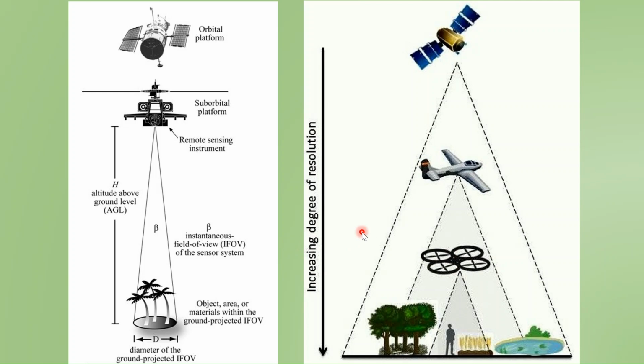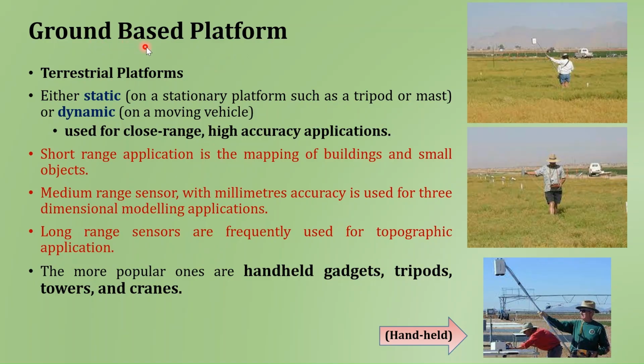As discussed in the last video, as the height of the platform increases, the total field of view increases and the total area that is covered by a sensor on the Earth's surface also increases. But by increasing the height, there is a decrease in the spatial resolution, and that depends upon the instantaneous field of view. But depending upon how much information is required and what type of data we want to collect, we can select the platform accordingly. Ground-based platforms are also referred to as terrestrial platforms.